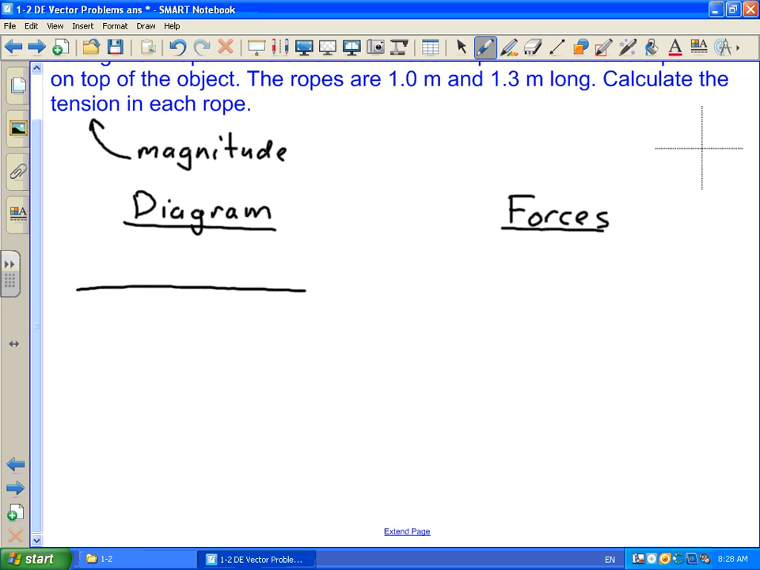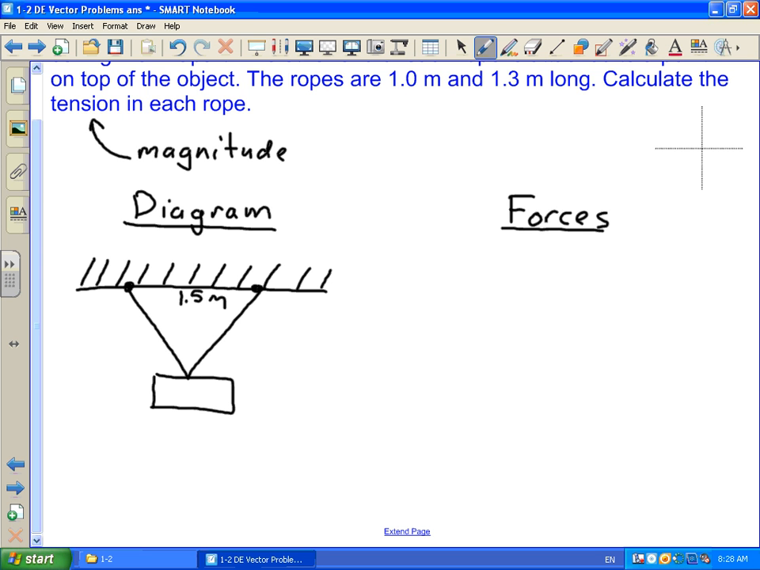So we've got a ceiling here. We'll just say this is our ceiling, and two attachment points for our ropes here, which are 1.5 meters apart. And then we've got our two ropes hanging down like this, which are both attached to some object here, which has a mass of 51 kilograms. And we are told the lengths of these two ropes, 1 meter and 1.3 meters.